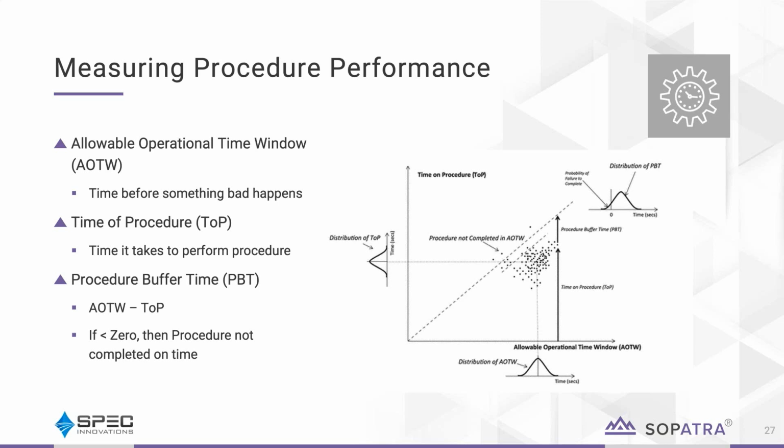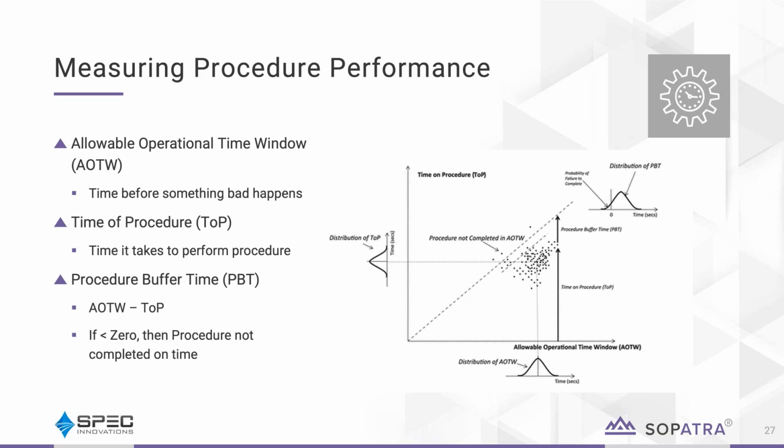Okay, and so the difference between those two variables is the procedure buffer time. How much time do I have that gives me a margin? As you can imagine, different people, different things are going to take different times. Different people are going to take different time to execute the procedure. So again, you have to look at that variability, and these are distributions. AOTW and TOP are distributions, and so that means PBT is also a distribution. And so looking at those different types of distributions, you can see it.